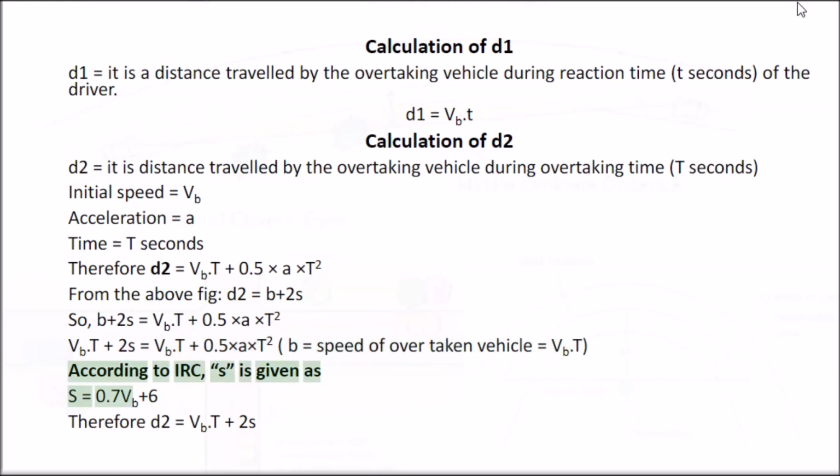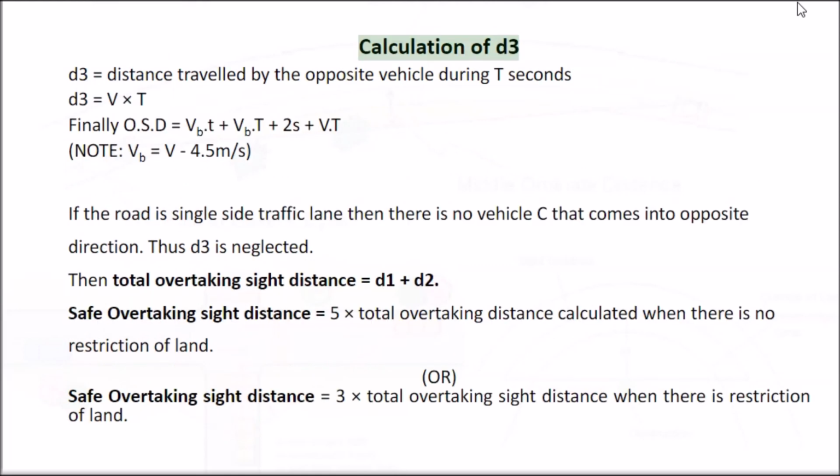According to IRC, s is given as s equals 0.7 v plus 6. Therefore D2 equals v T plus 2s. Calculation of D3: D3 equals distance traveled by the opposite vehicle during T seconds. D3 equals v times T.